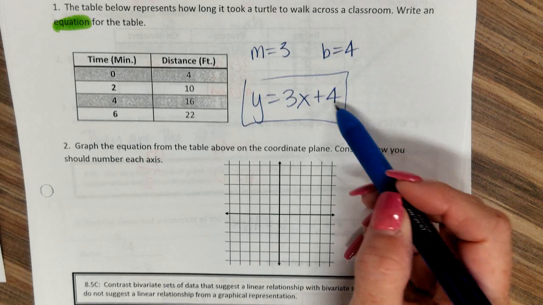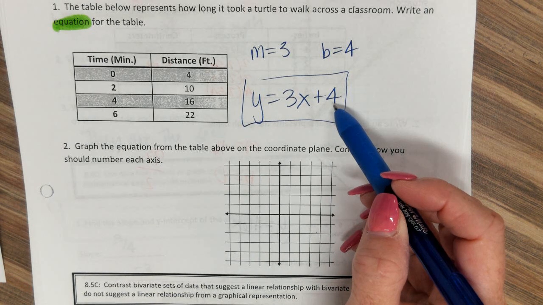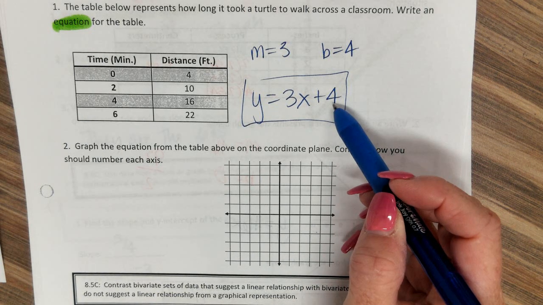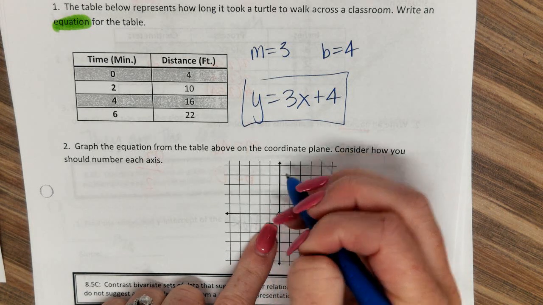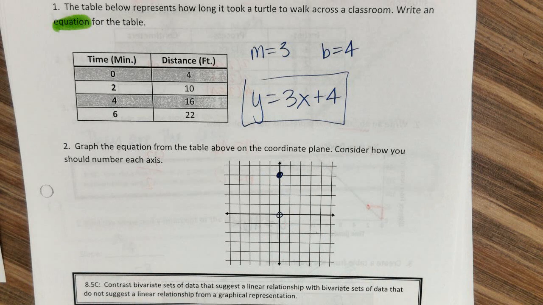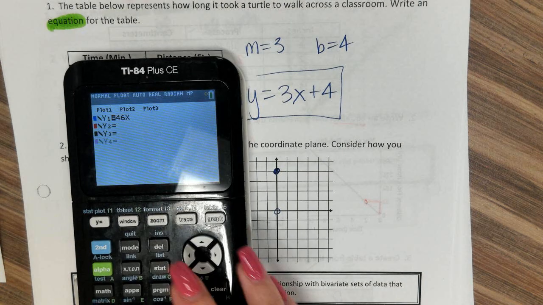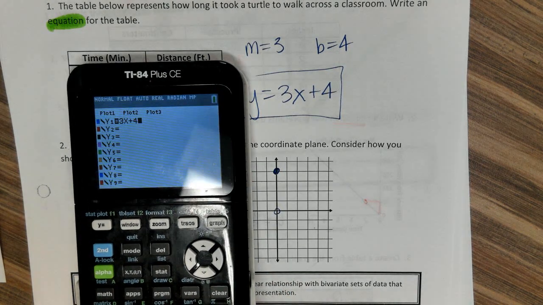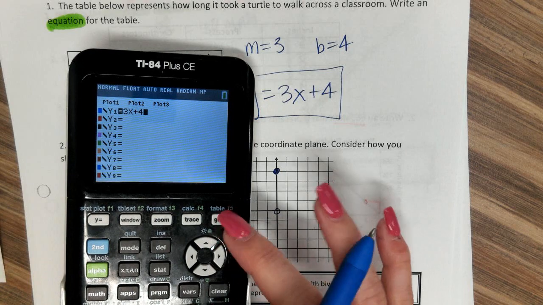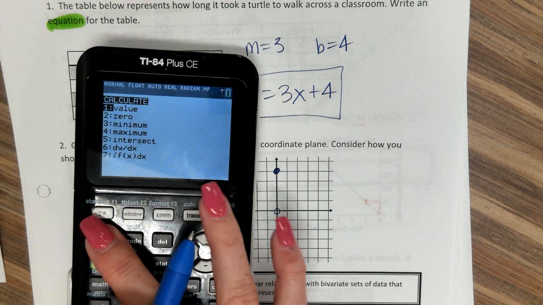So let's talk about it. What is the y-intercept? 4. So couldn't I go here to 0 and go up 1, 2, 3, 4 and put a dot? Yes? Now, go to your y equals button and type y equals 3x plus 4, and it's going to give you points to put on this graph.